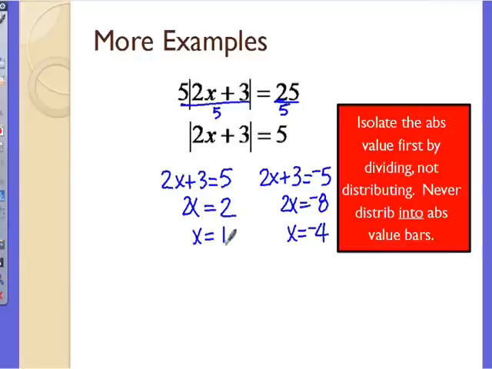And you can go back and check that, make sure it works. Right? 2 times 1 is 2, plus 3 makes 5. Absolute value of 5 is 5, times 5 makes 25. If you put in negative 4, you get negative 8 plus 3, which is negative 5, but when you take the absolute value of that, you get positive 5, then you multiply it by the 5 on the outside, and we still get 25. Okay, so our answers are right, and we write them down in the braces, positive 1 and negative 4.